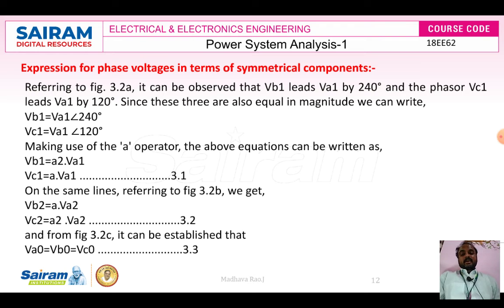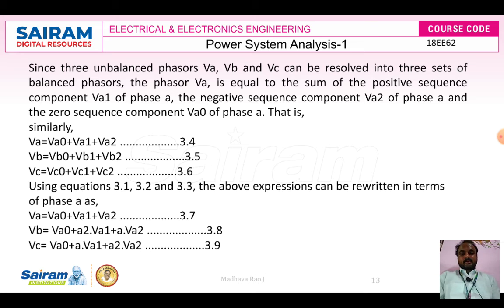On the same lines, refer to the second figure in the previous diagram. Here we can write VB2 is equal to a into VA2, and VC2 is equal to a square into VA2. Similarly, zero sequence components will all be equal: VA0 is equal to VB0 is equal to VC0. So we will use this one.